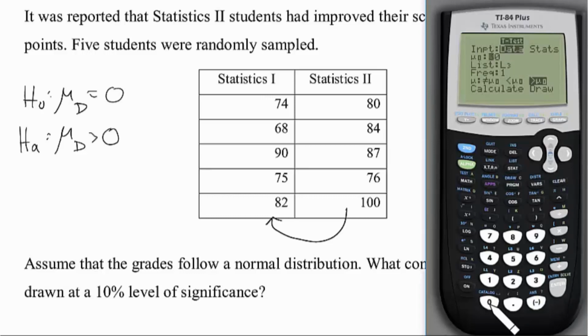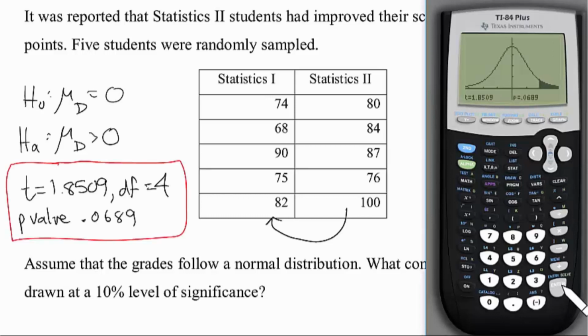So here we're going to go back to 0. We want the data in list 3, and we want greater than 0. That's what we're testing. And go ahead, like usual, choose the draw, and it's now going to compute for us the t-statistic and the corresponding p-value. And there they are. So let's jot those down. I've put those over here in red.